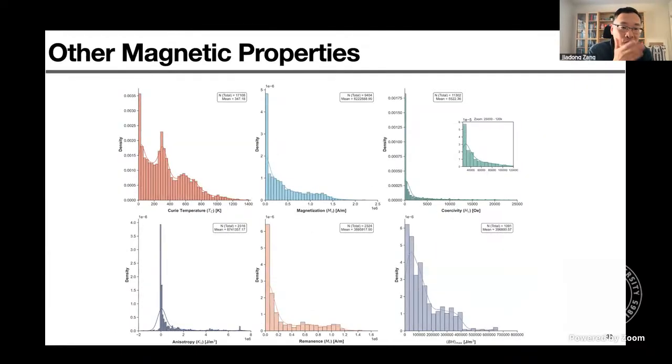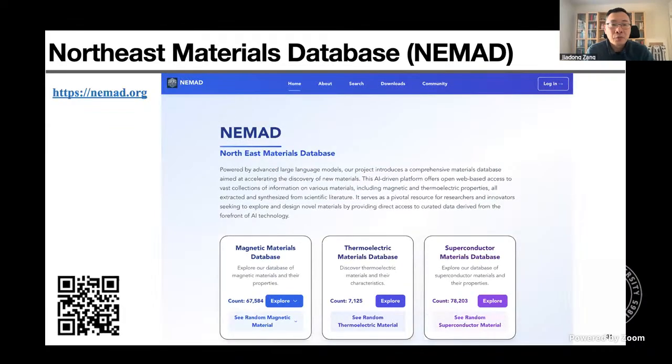And this is the distributions of the other key magnetic properties, magnetization, coercivity, and anisotropy. We collect anisotropy in this work as well, resonance. And the most important thing is the magnet energy product. And we list all this data in this Northeast Materials Database.